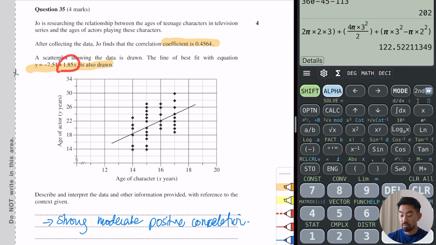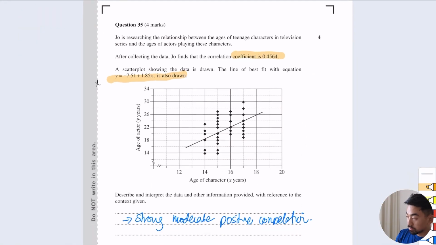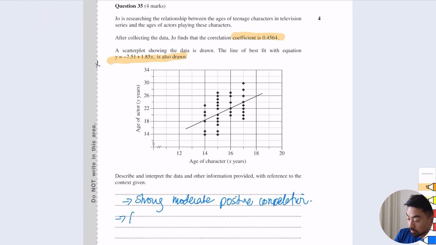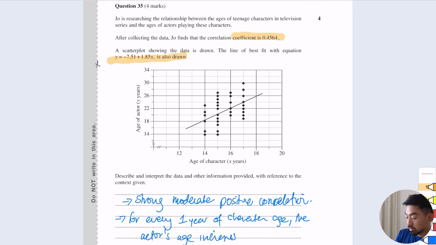So what that is saying, right? It's saying for every year that the age of the character goes up, for every 1 year, the age of the actor goes up by 1.85. So for every 1 year of character age, the actor's age increases by 1.85 years.